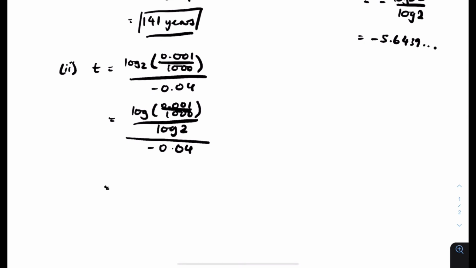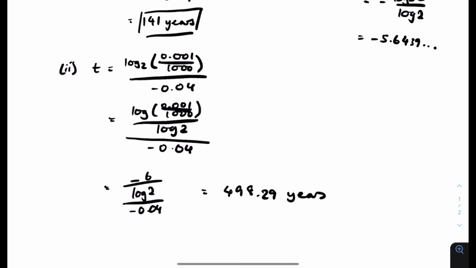And that's equal to, so then we can just evaluate the numerator, which gives us negative 6 over log 2, over negative 0.04. And that's equal to, let me just evaluate that. That gives us roughly 498.29 years, which we can round to 498 years.